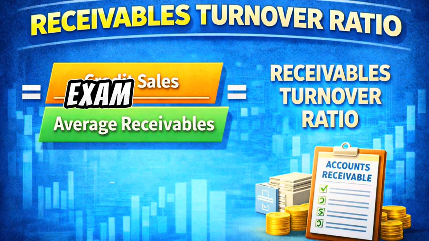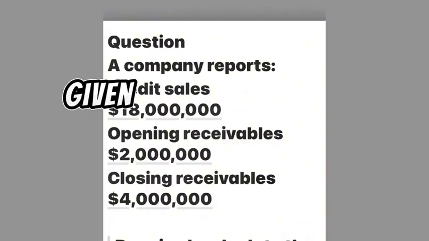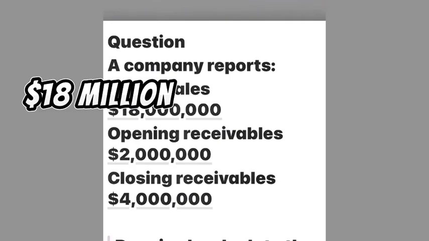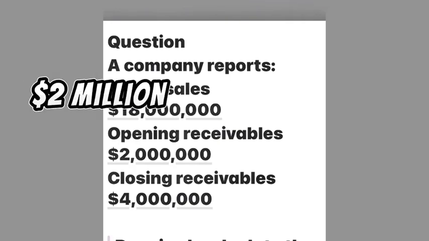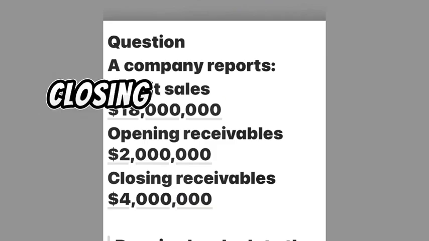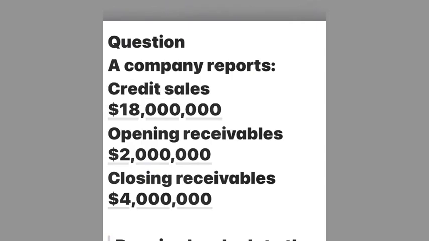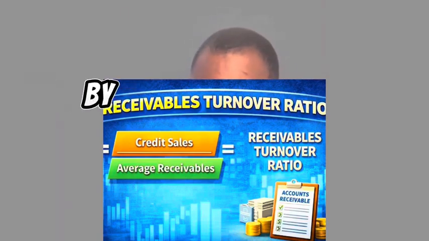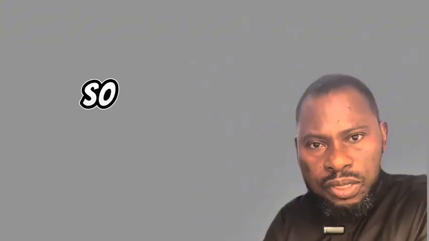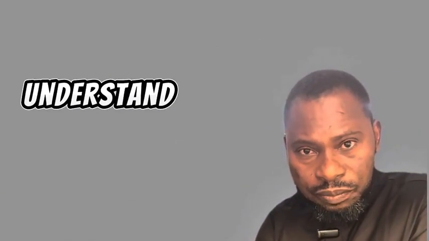So let's look at this exam question. Given a business report where our credit sales is equal to $18 million, opening receivables, we have $2 million, and we have closing receivables of $4 million. Calculate the receivables turnover ratio. So what is the formula for this? The formula is simple. It is credit sales divided by average receivables.